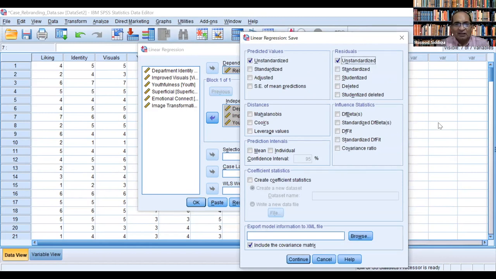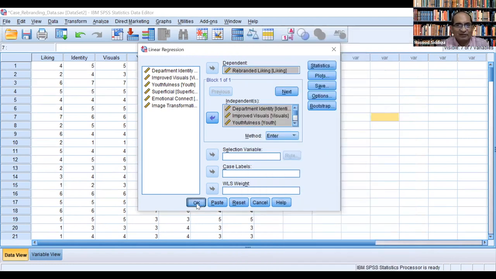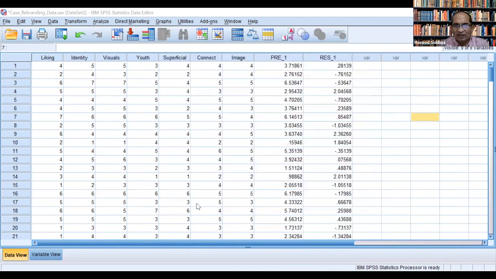You can include some other options also. In order to check the impact of different variables or outliers, you can include distances also. For the time being, we are ignoring it. So now I have the output. So here, this is the output of the regression analysis.